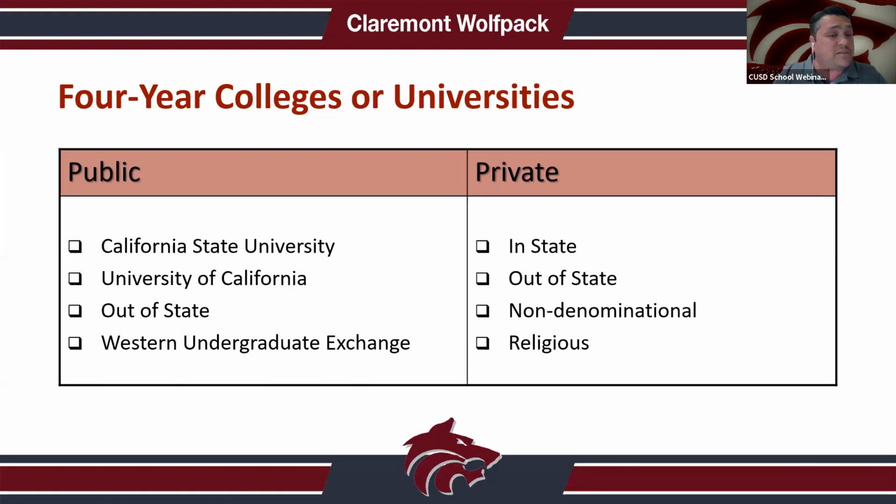However, there are lots of public school options outside of California. And if your student is interested in a public school somewhere in the Western United States, we would highly recommend looking at the Western Undergraduate Exchange. In the private schools, we have both in-state and out-of-state. We have non-denominational, we have religious. There's lots of different options in the private realm.